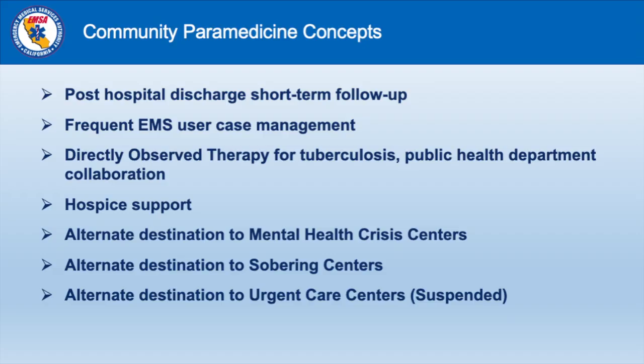So the concepts that we looked at in the state of California, and most of these are used across the United States when community paramedicine programs are implemented, is what we call the post-hospital discharge short-term follow-up. In this particular concept, we focused on congestive heart failure discharge from patients to home, because we were seeing, and I'll cover this a little later, a large number of readmissions within the first 72 hours of the patient getting to their home.